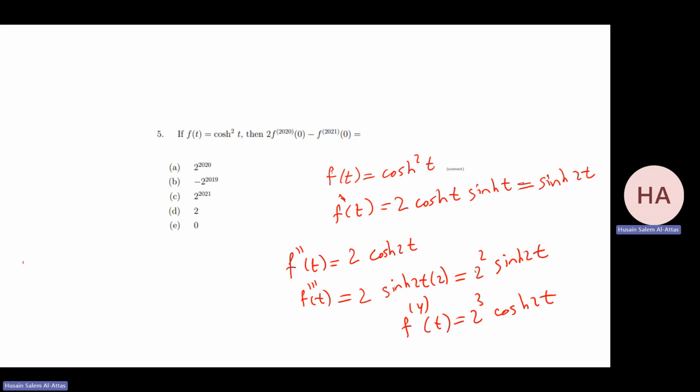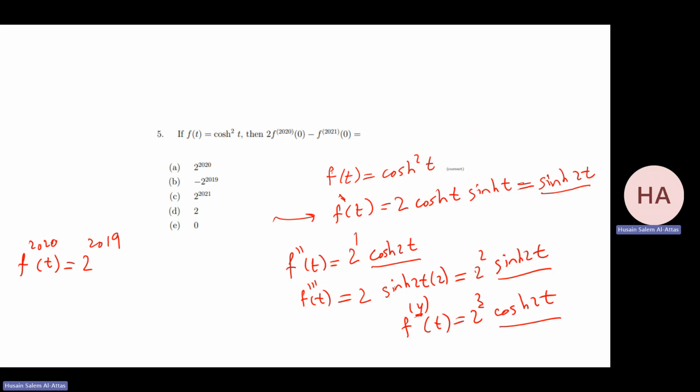What do they want? They want f^(2020) at t, which will be what? If you notice, it goes like that: sine, cosine, sine, cosine. So the odd derivatives give me sine, the even ones give me cosine. But I have 2 to the power n minus 1. So for 2020, that will be 2 to the power 2019. As I said, this is n minus 1. With 3, I have 2 squared. With 2, I have 2 to the power 1. And with 1, I have 2 to the power 0. Now, the pattern starts from here.